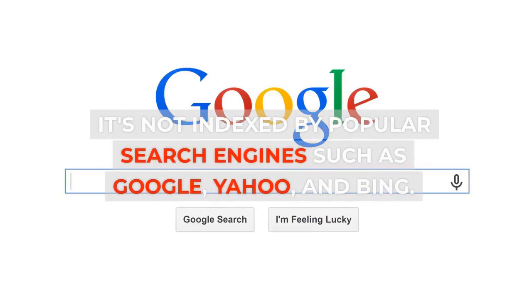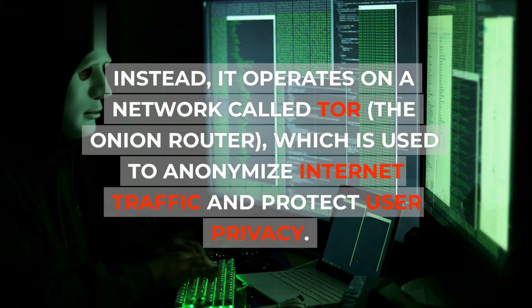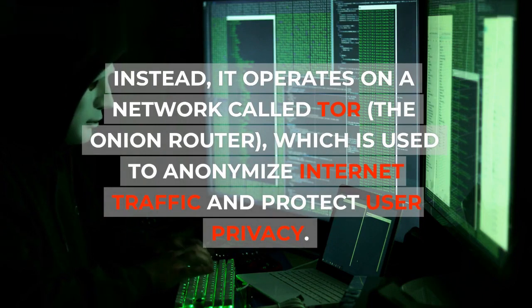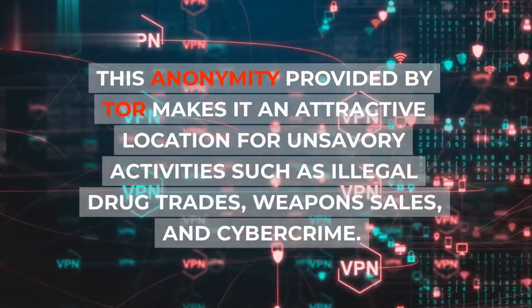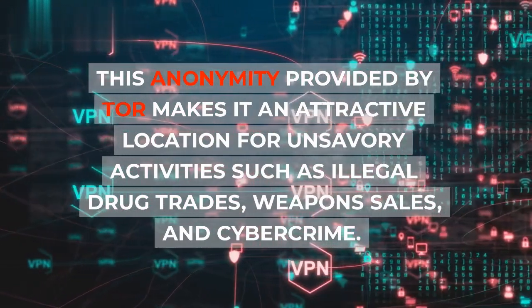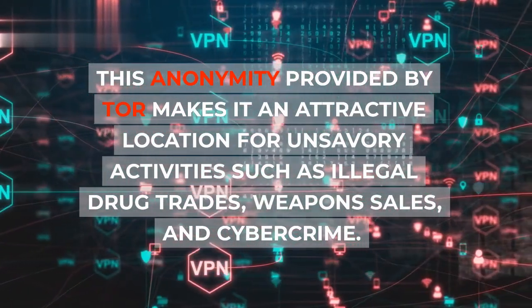It's not indexed by popular search engines such as Google, Yahoo, and Bing. Instead, it operates on a network called Tor, the onion router, which is used to anonymize internet traffic and protect user privacy. This anonymity provided by Tor makes it an attractive location for unsavory activities such as illegal drug trades, weapons sales, and cybercrime.